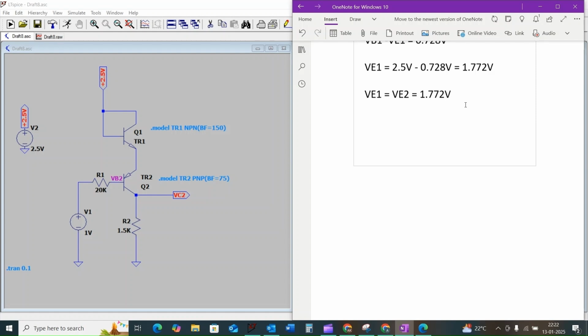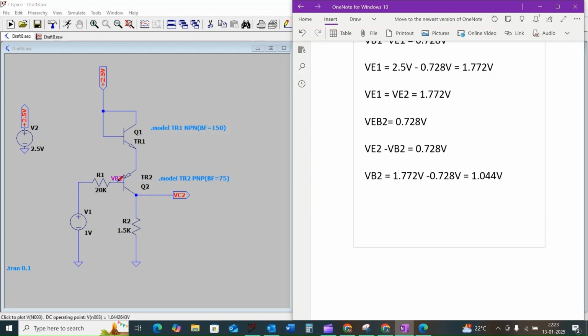And we know that the emitter-to-base voltage of the transistor Q2 is equal to 0.728 volt. That means VE2 minus VB2 is equal to 0.728 volt. So VB2 is equal to 1.772 volt minus 0.728 volt, which is equal to 1.044 volt. So the voltage at the base terminal of the transistor Q2 is 1.044 volt.